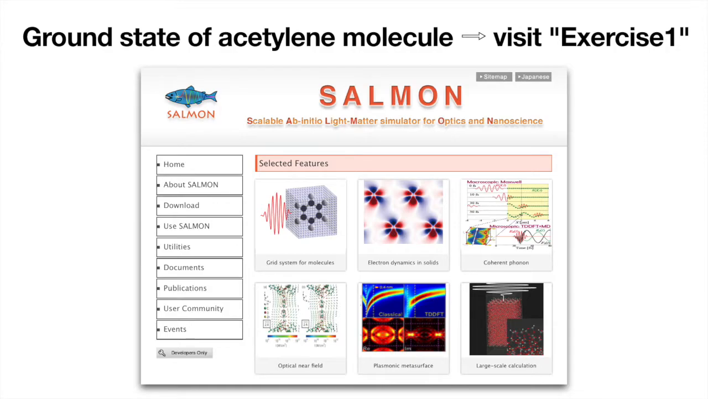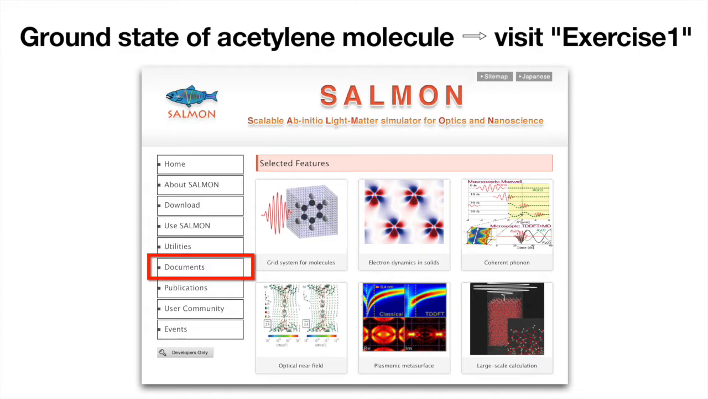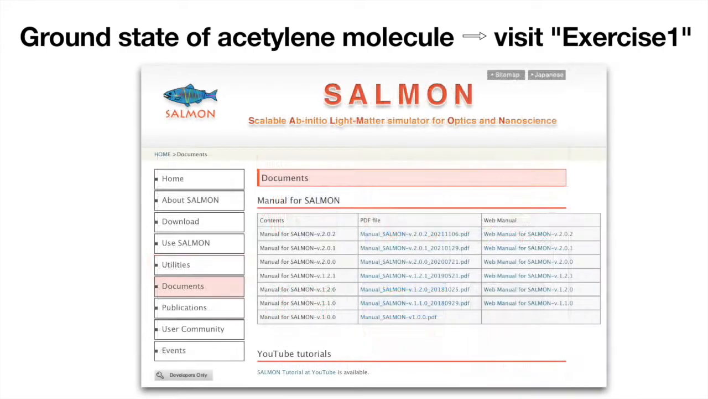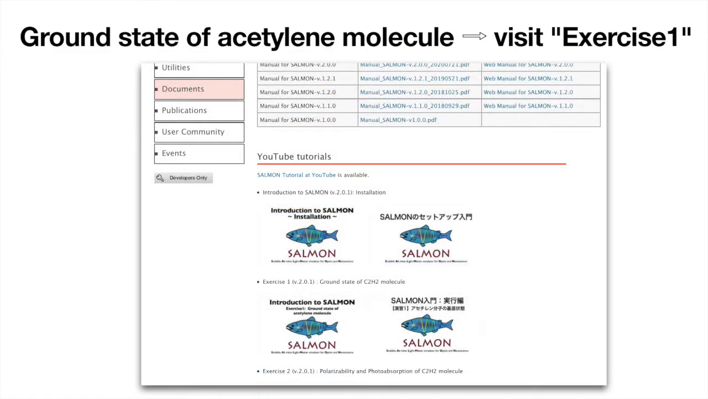For this exercise, we assume that the ground state calculation of the acetylene molecule has been completed using Salmon. If you have not done so, perform the ground state calculations for the acetylene molecule. Please refer to Introduction to Salmon Execution Exercise 1 Ground State of Acetylene Molecule on the Documents page of the Salmon website for ground state calculation of the acetylene molecule using Salmon.